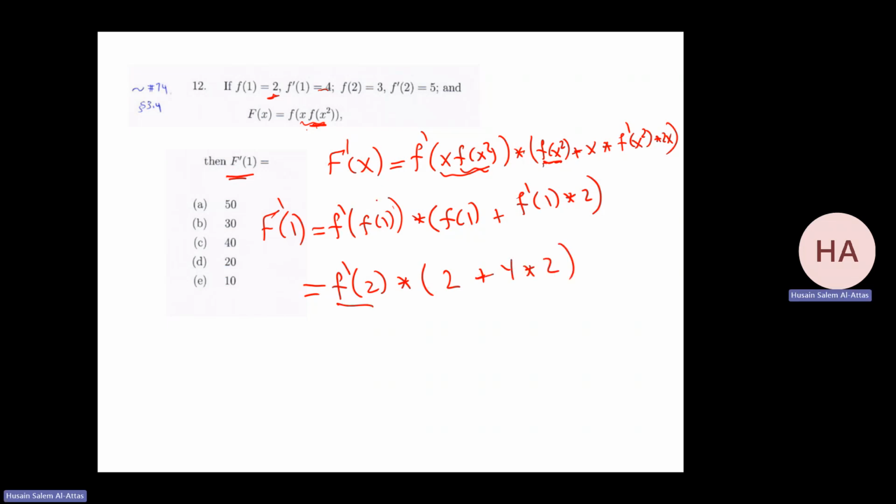What is f prime at 2? f prime at 2 is 5. So that will be 5, 2 plus 8, that will be 10. So the answer is 50, which is this one.